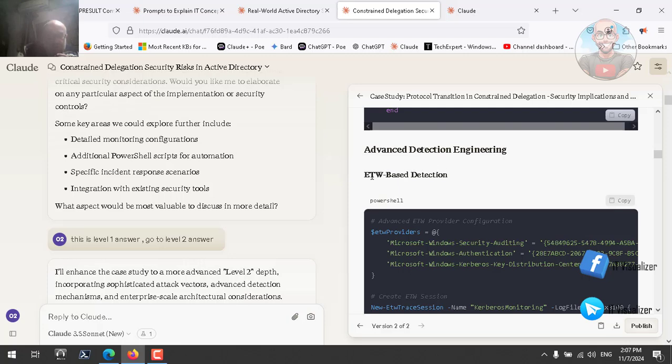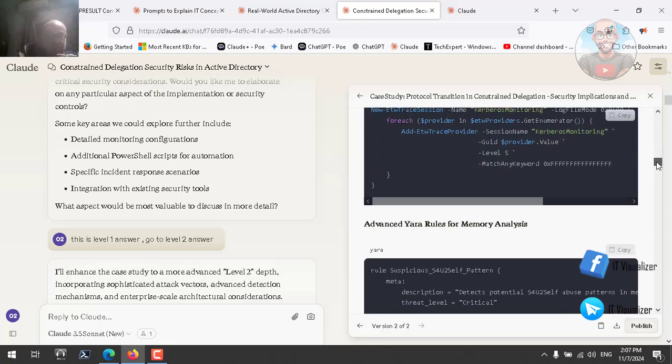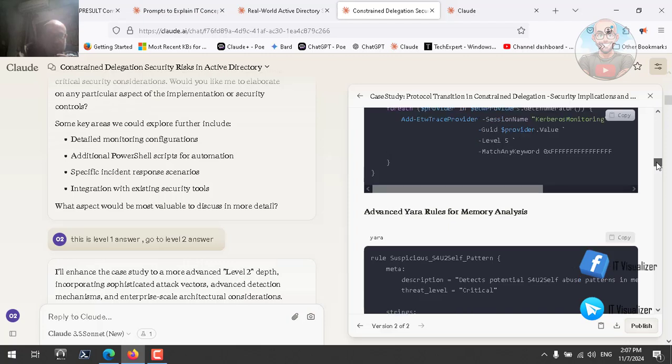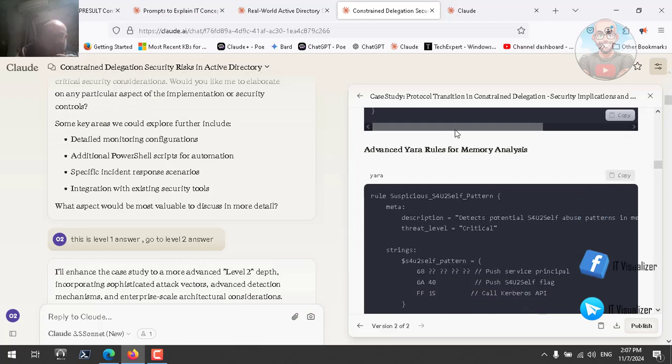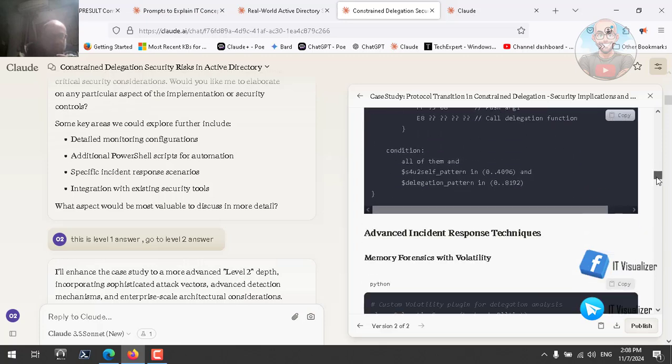Then he is talking about advanced detection using something called ETW. Here he didn't give me the tools that he is using, but I added this to the prompt later. So it's giving you the tools and some defense mechanisms, advanced YARA rules for memory analysis. So this is going deep. Okay, he's analyzing the memory, maybe for accessing the password of the service accounts. Anyway, you see he's going further.